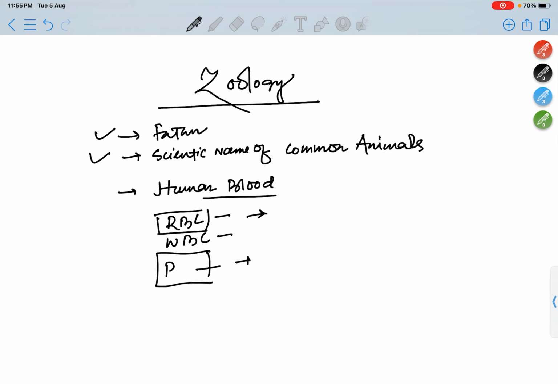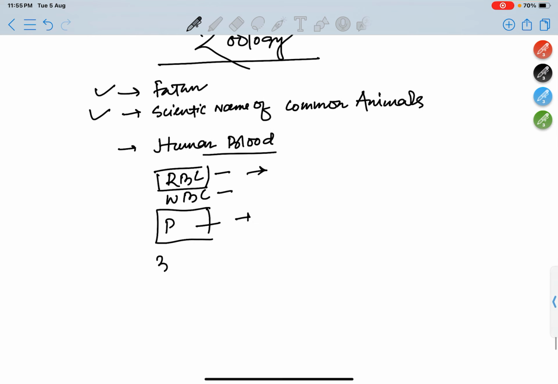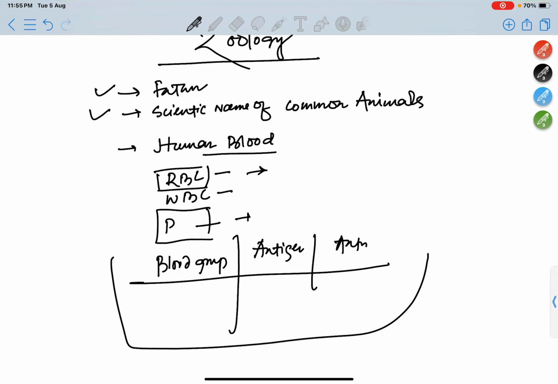Then there is a chart: blood group, then antigen, antibody. So you should know this chart. Everything you will find in Lucent, or you can refer to class 12 NCERT.